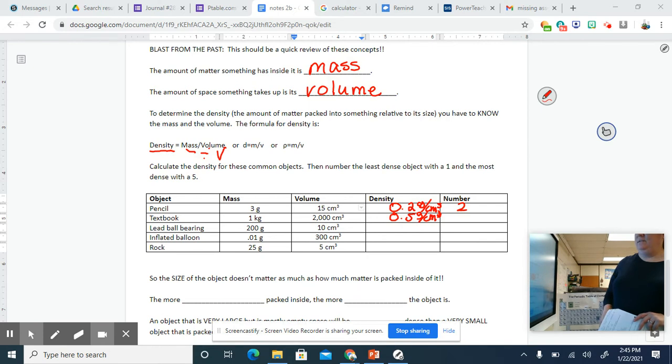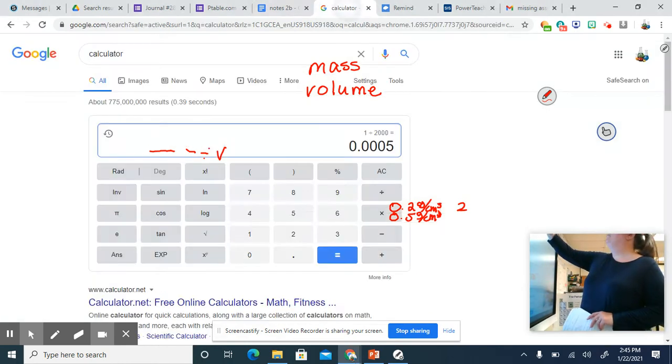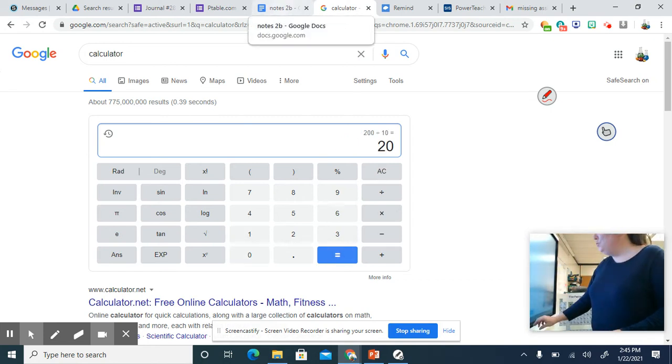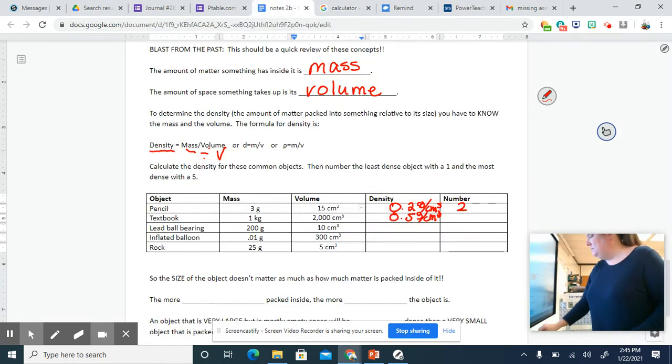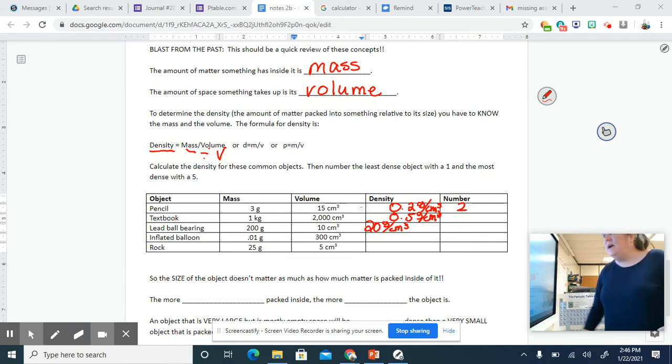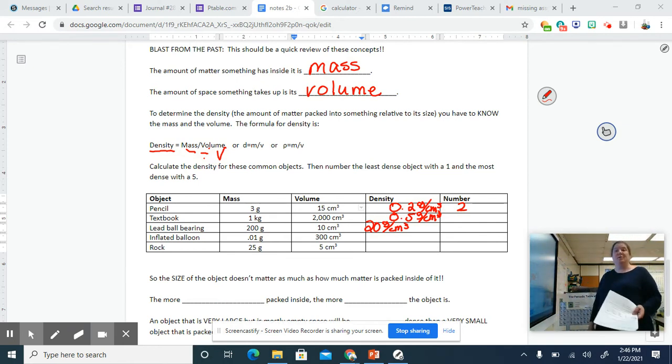Lead ball bearing. Okay. We have 200 grams, so we've started with our right, 200 grams divided by 10 centimeters cubed. There we go. 200 grams divided by 10 centimeters cubed. That is going to equal 20. Let's go back to our notes. So that's going to be 20 grams per centimeters cubed. All right. Next up, inflated balloon.